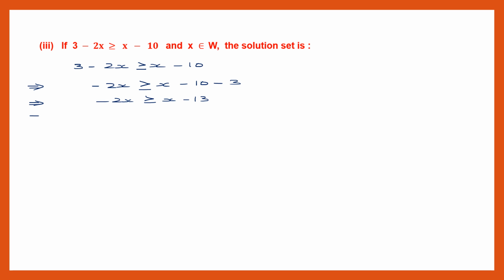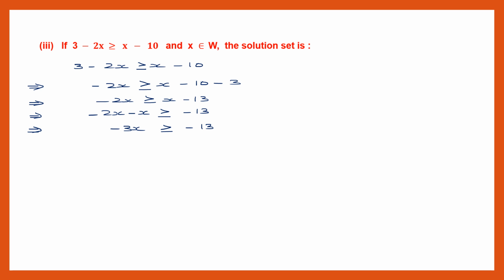Now I'm going to transpose the x. So here I have minus 2x. I'm transposing the x from this side to the left hand side. Here it's plus, so when it comes here it becomes minus. So minus x is greater than or equal to minus 13. So here what do I have? Minus 3x is greater than or equal to minus 13.